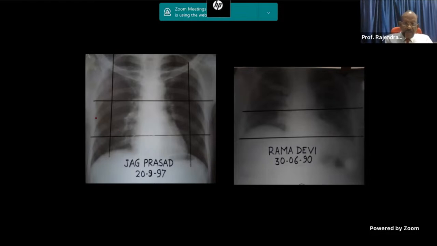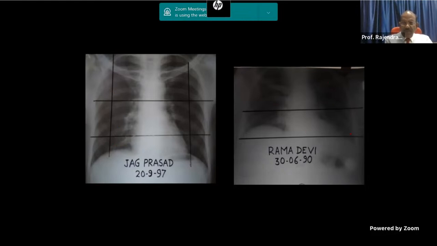Both the lungs are divided into three zones. This first line is at the lower border and anterior end of the second rib, and the second line is at the same point on the fourth. So this is the upper zone, this is the middle zone, this is the lower zone. And this can be further divided into a central part and a peripheral part. Then this is parahilar, peripheral, and this is paracardiac. So this can be divided.